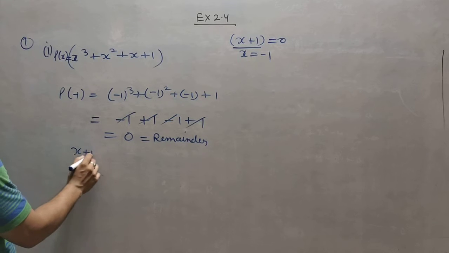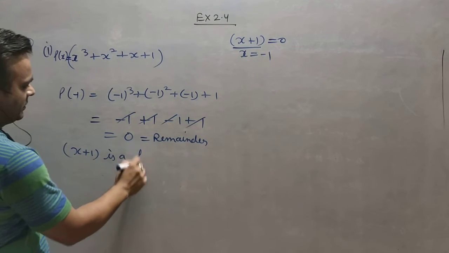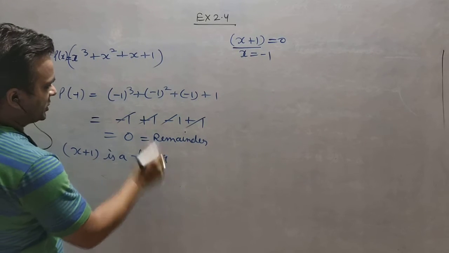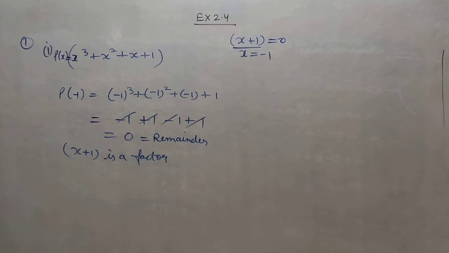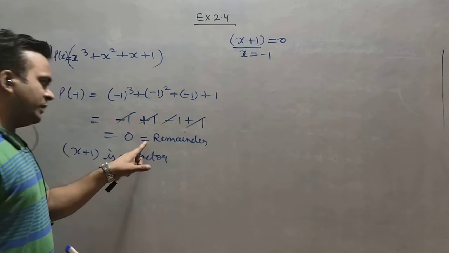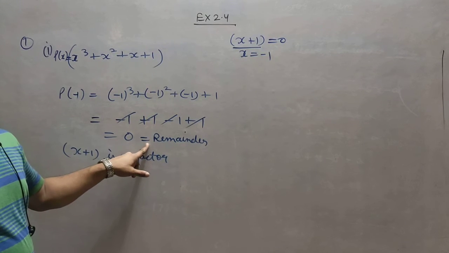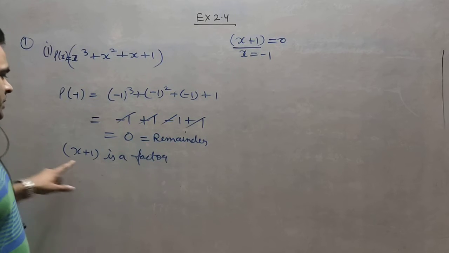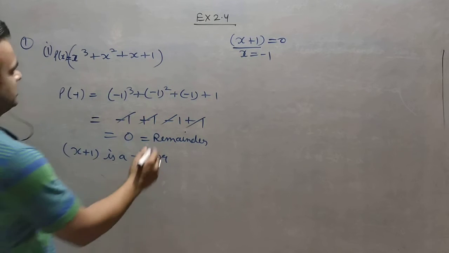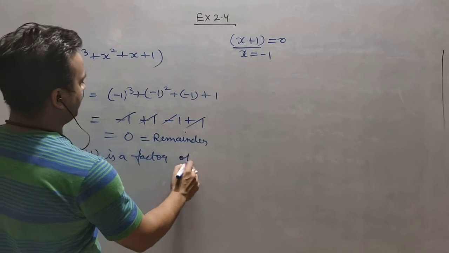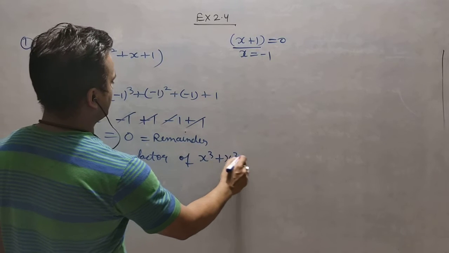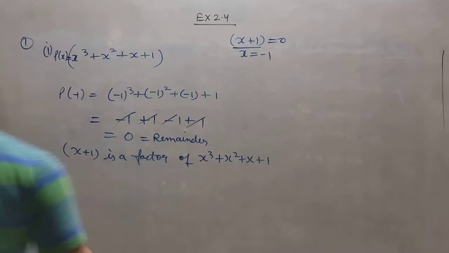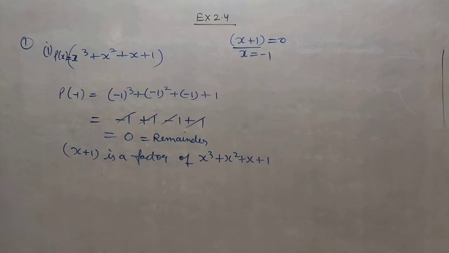So, x plus 1 is a factor. Only this one extra statement we have to write. In the remainder theorem, we close our question here. Right? But in the factor theorem, we will write one more statement here: x plus 1 is a factor of x cube plus x square plus x plus 1. I hope you have understood this particular sum.